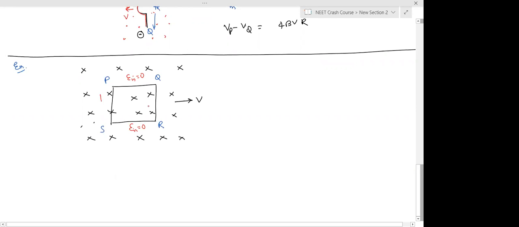In the wire PS and in the wire QR, both will have EMF induced. And the EMF induced in these two rods will be the same, BVL. E will be equal to B into V into L, if L is the length of this square. So there is an electric field inside PS, there is an electric field inside QR, but there is no net EMF in this loop. Net EMF in a closed loop is zero.